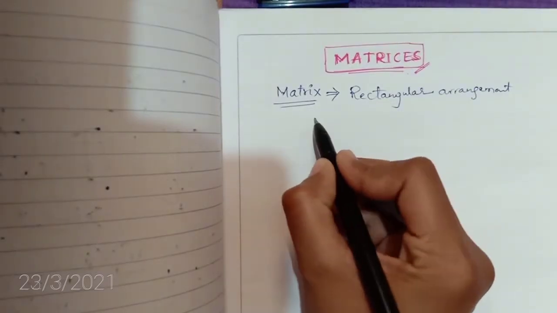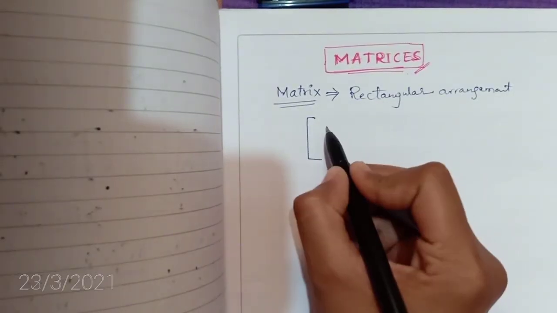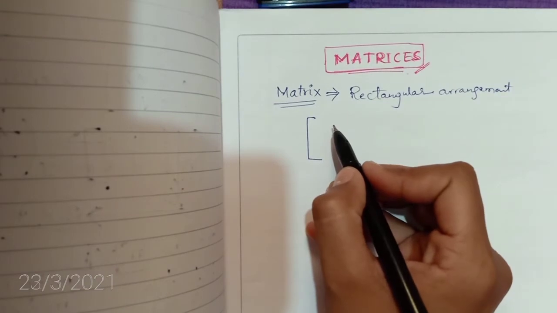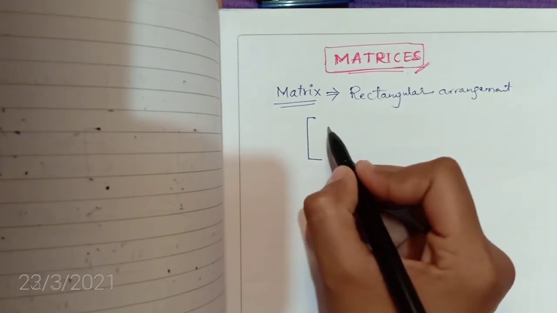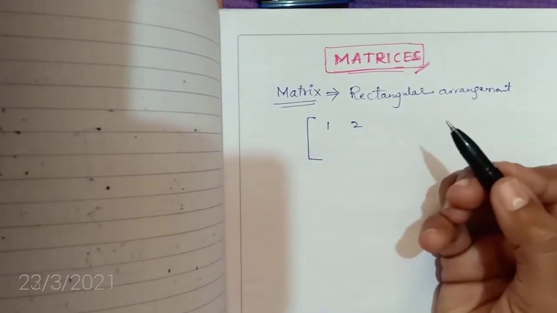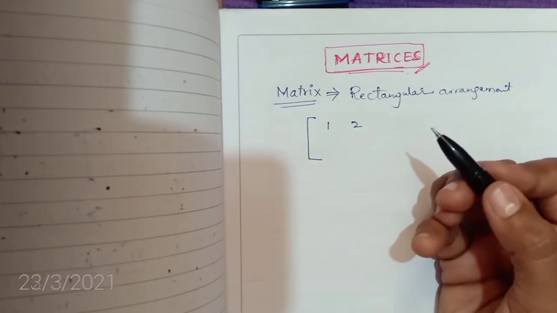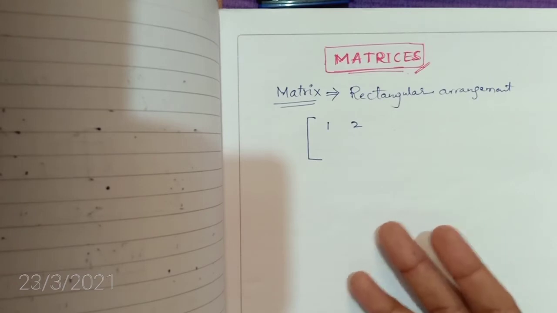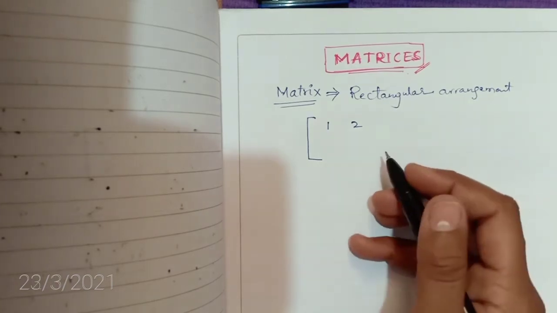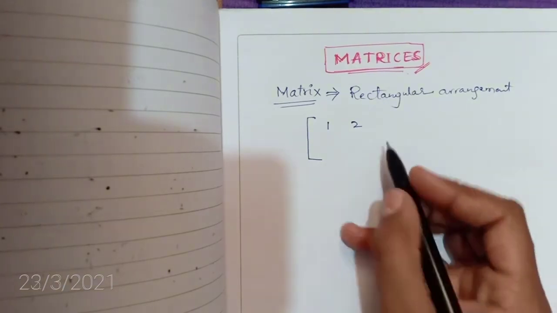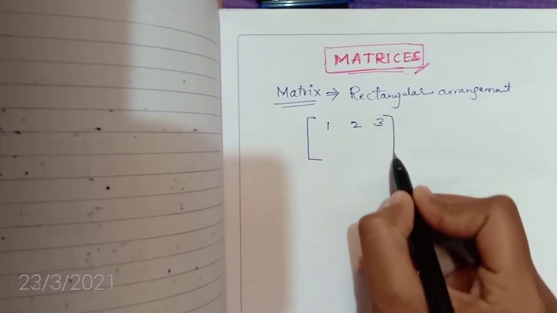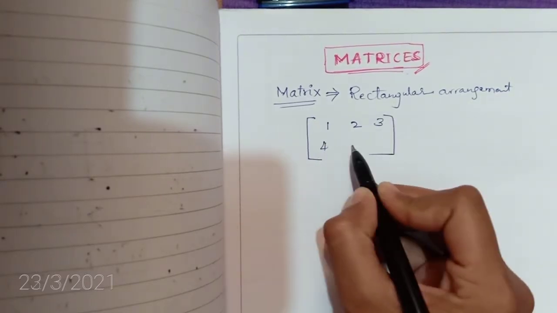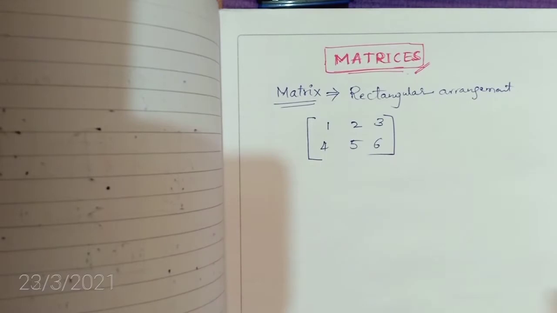Rectangular arrangement. You are taking certain numbers, or they can be alphabets, no problem. Usually we take numbers, real numbers or complex numbers as well. If you are taking real numbers, that becomes a real matrix. If you are taking complex numbers, that becomes a complex matrix. Here I am just taking a real matrix because at the basic level you do not consider complex numbers. At a higher level, you consider complex matrices as well.